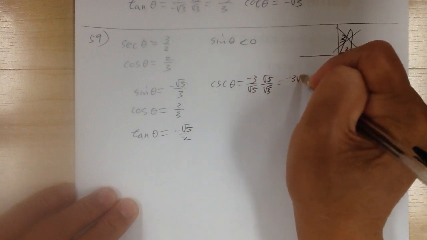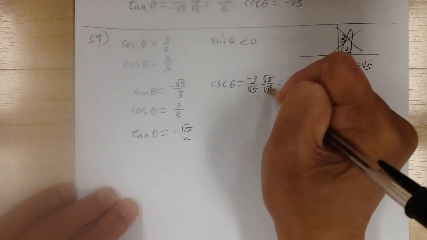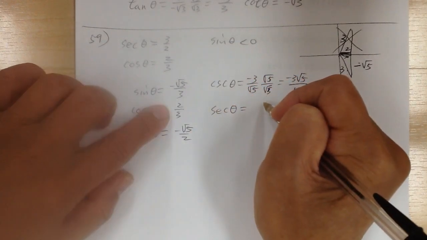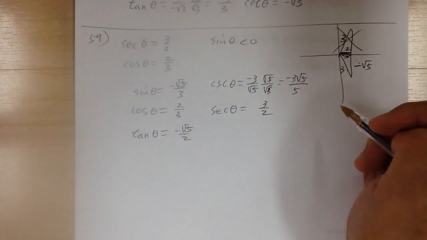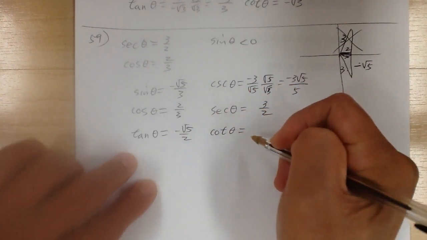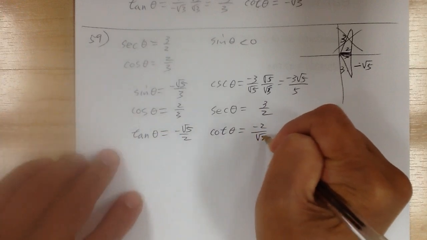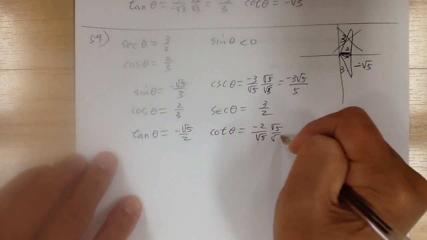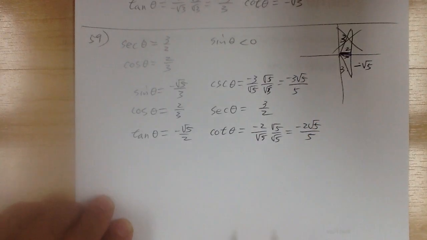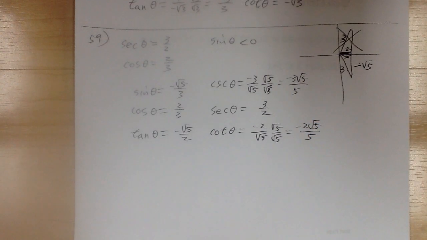So equal to negative 3 square root of 5 over 5. And then secant would be 3 over 2. And cotangent would be negative 2 over square root of 5. You simplify, so you go to negative 2 square root of 5 over 5. Okay, then let's go to the next one.